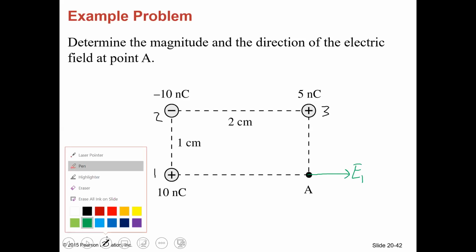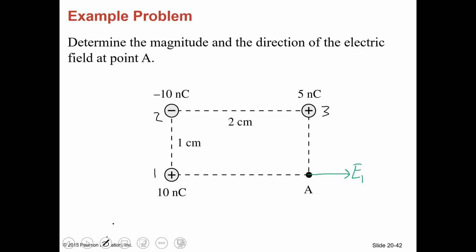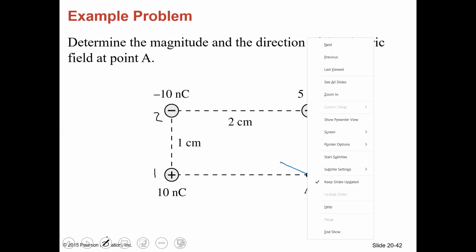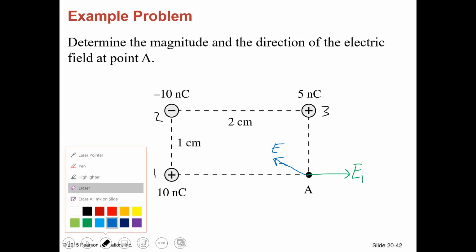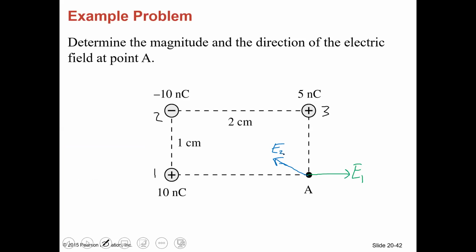All right, what about charge 2? What direction is it going for charge 2? Well, charge 2 is a negative charge, so that means the electric field points towards negative charges. So I'm going to draw my electric field like this, E2. Okay, so there's my electric field for my negative charge, E2.